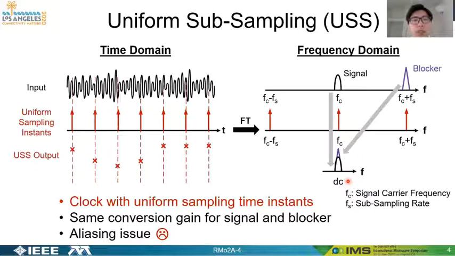Now, we consider the worst case of this uniform subsampling receiver. If there is a blocker at the alias band, for example, Fc plus Fs, where Fs is the sampling rate, the blocker will be down-converted to the baseband as well and added on top of the desired signal. Because the signal and blocker are down-converted with the same conversion gain, the signal is totally interfered by this blocker.